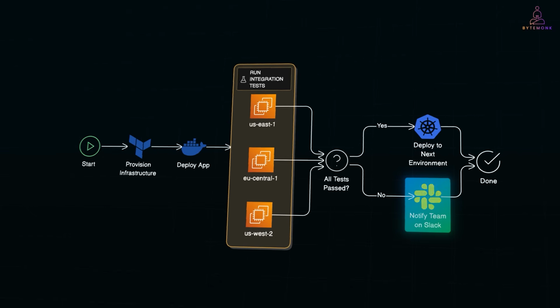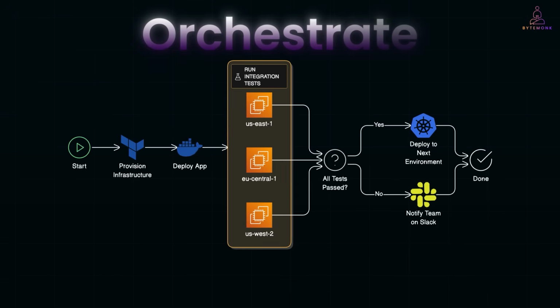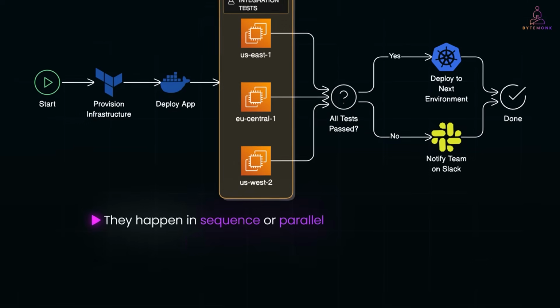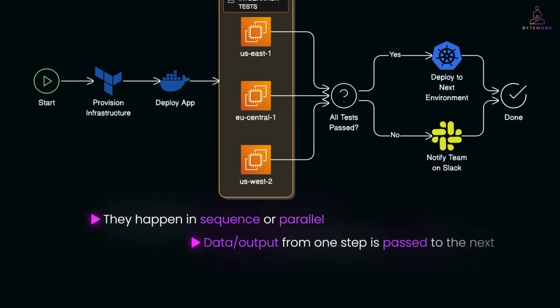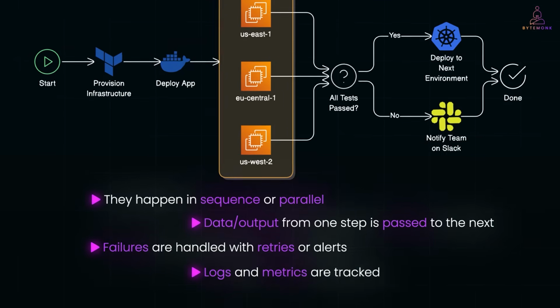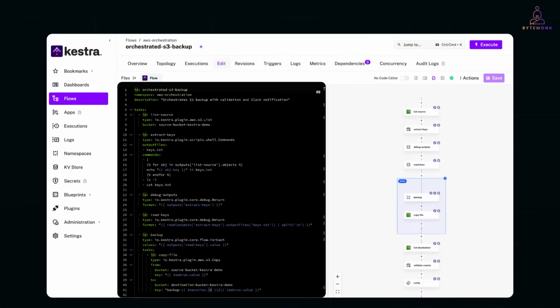Each of these steps might already be automated, but you still need something to orchestrate them, ensuring they happen in sequence or parallel. Data output from one step is passed to the next. Failures are handled with retries or alerts, and logs and metrics are tracked. With Kestra, you could define all this in a single YAML file.